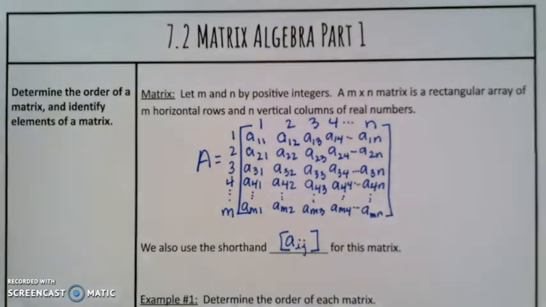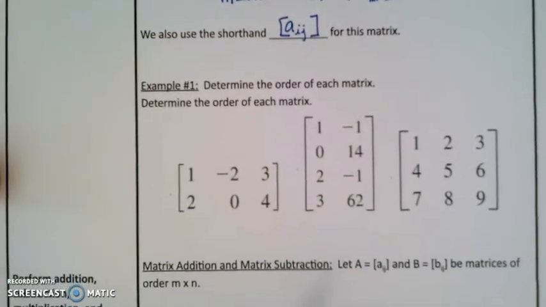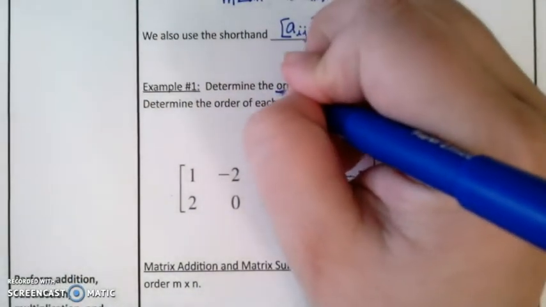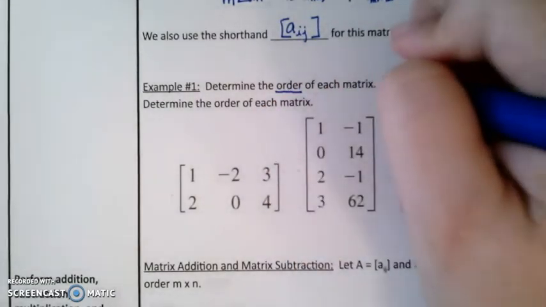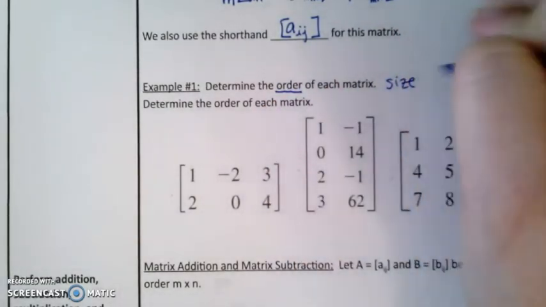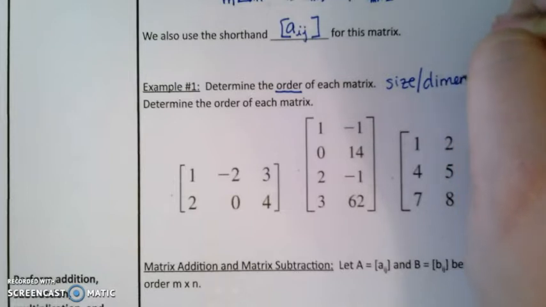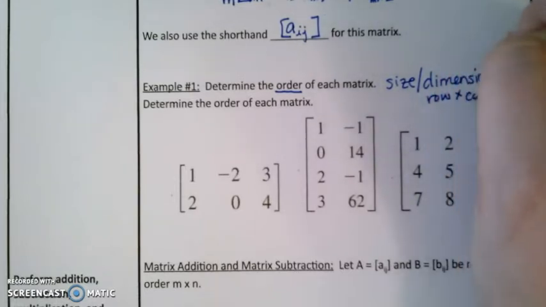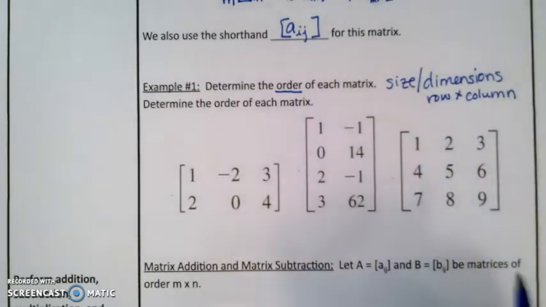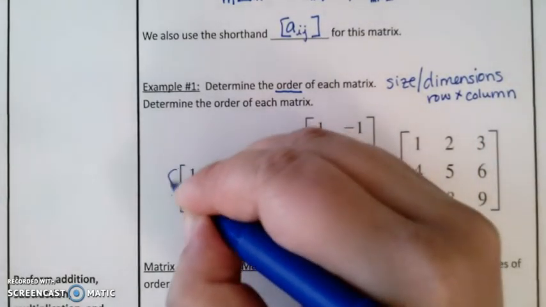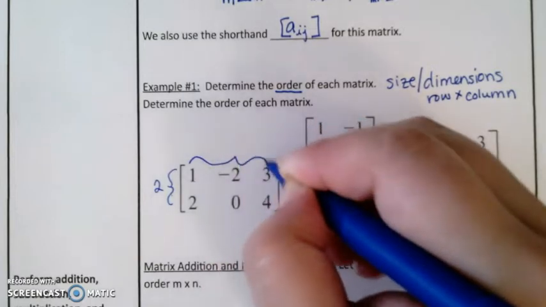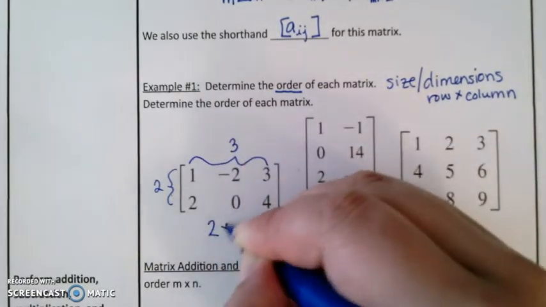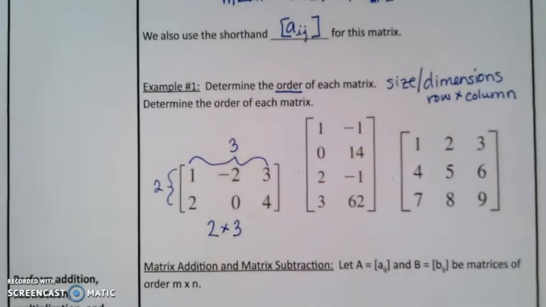All right, so looking at example 1, we're determining the order. Now, order is another word to mean the size or the dimensions. And it's always row by column. So in this first one, we have 2 rows and 3 columns, so this is a 2 by 3 matrix. All right, I'm going to leave the other 2 for you to label.